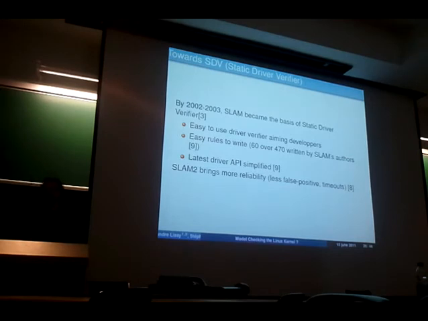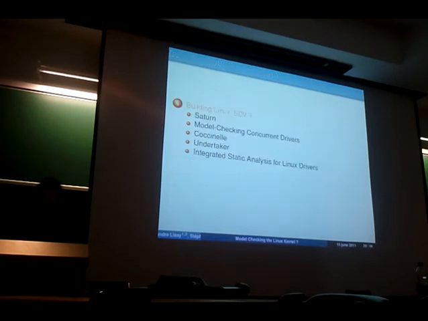And that is, I think, a very important point. They did not adapt the checking tool to the API. They redesigned the API so that it can be easily checked. And the latest version, according to them, brings fewer false positives, timeouts, etc. Since we don't have the code, we can't test.